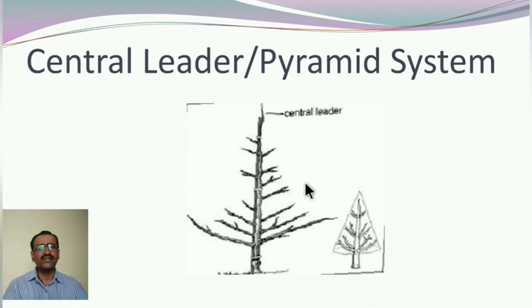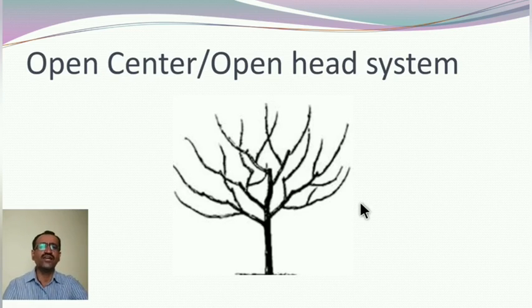Okay, second, that is the open center. It is also known as the open head system. Let us see here, all the branches grow in an equal manner, and this is known as the open center, or the open head system. Okay, let us see what the process is.